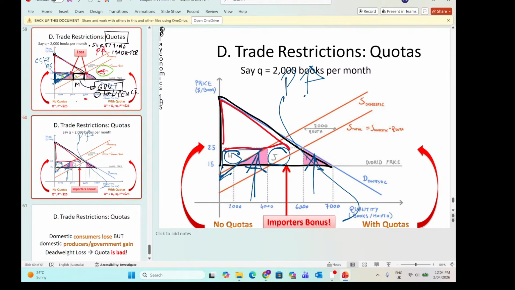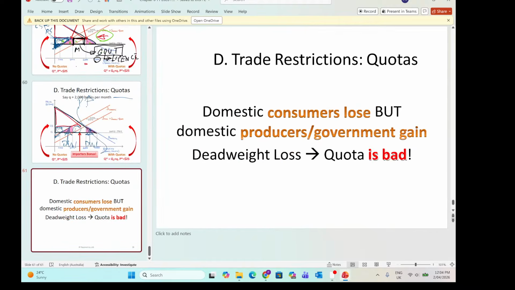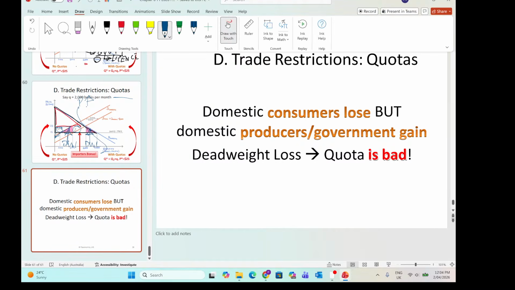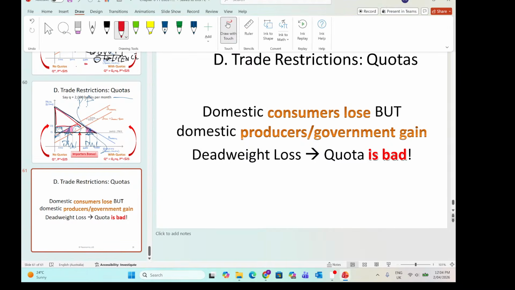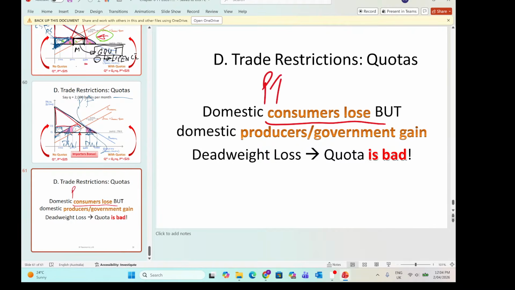And area K, I think it is, that is also part of no one's surplus. So they represent the deadweight loss. And for that reason, are quotas a good idea or a bad idea? Well, consumers lose. Consumers lose because the price goes up and the quantity of consumption goes down.